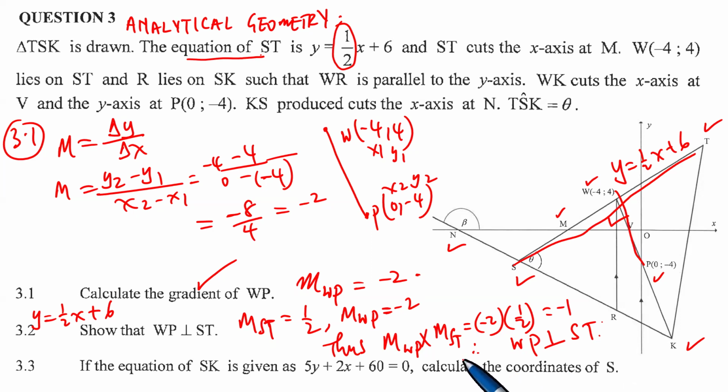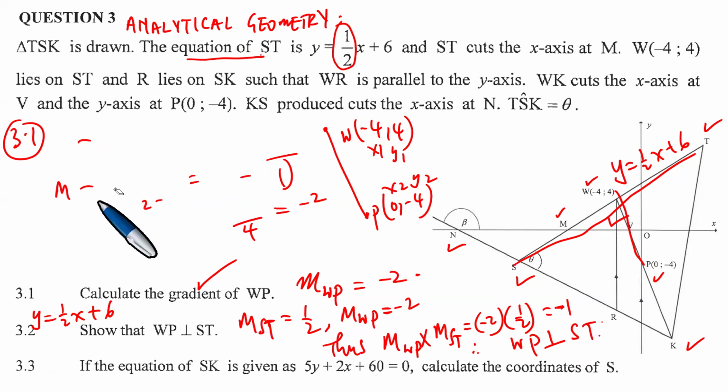Why? It is 90 degrees because the product of the gradients is equal to -1. If the equation of SK is given by this, calculate the coordinates of S. So we can easily find, let us find the coordinates of S. To find the coordinates of S, we proceed as follows. Let us get this one quickly.